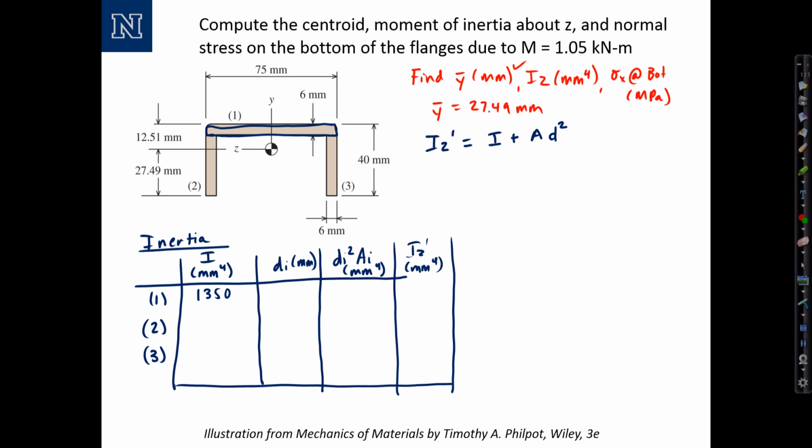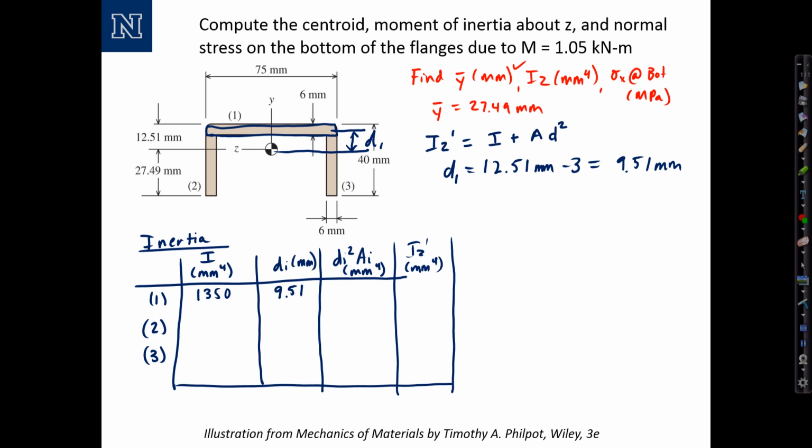Then we need to find d sub i, and d sub i, if I draw it here on this section, is the distance from the overall centroid to the centroid of that section. That's d1. And we can calculate d1 as 12.51 millimeters minus half the thickness of the flange, minus 3. So that would be 9.51 millimeters. So I'll put in d as 9.51.